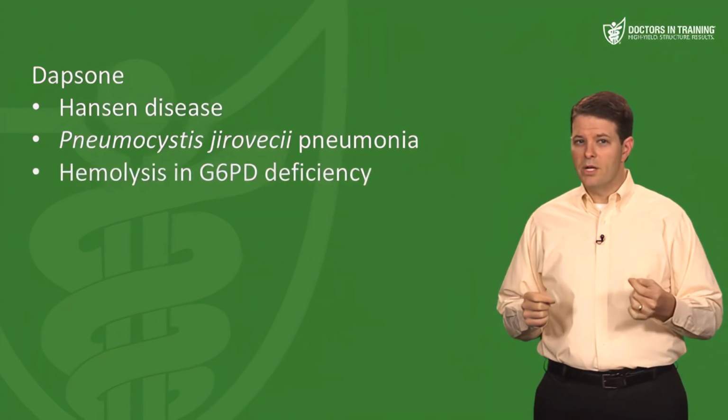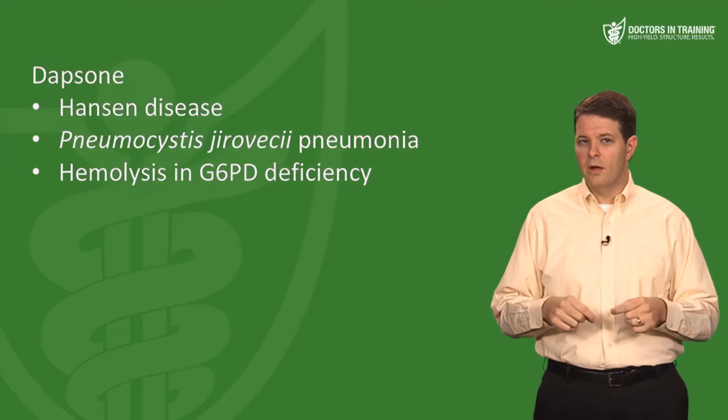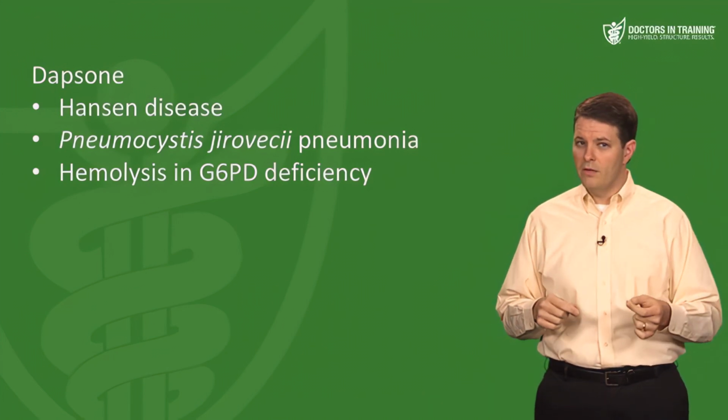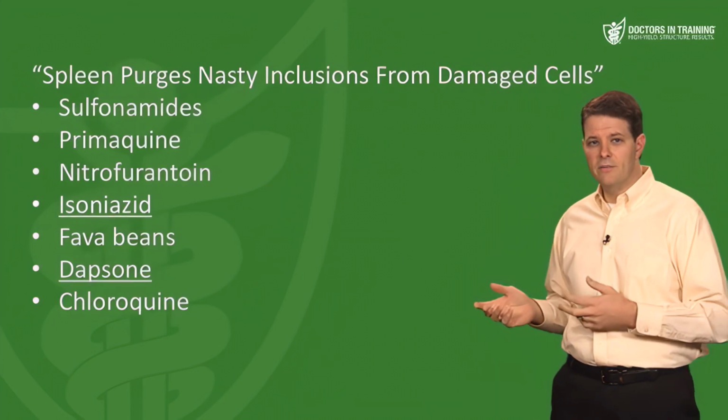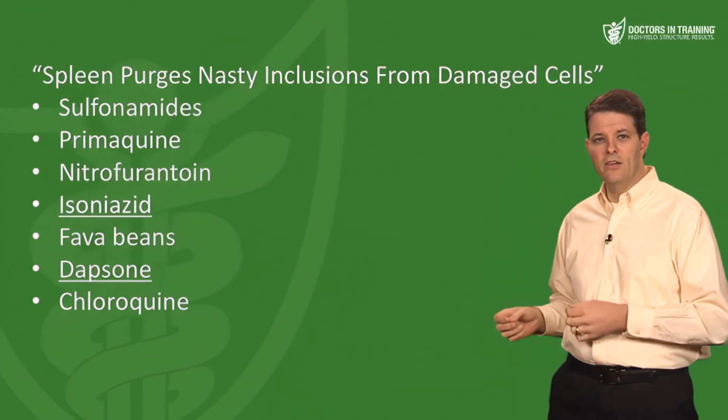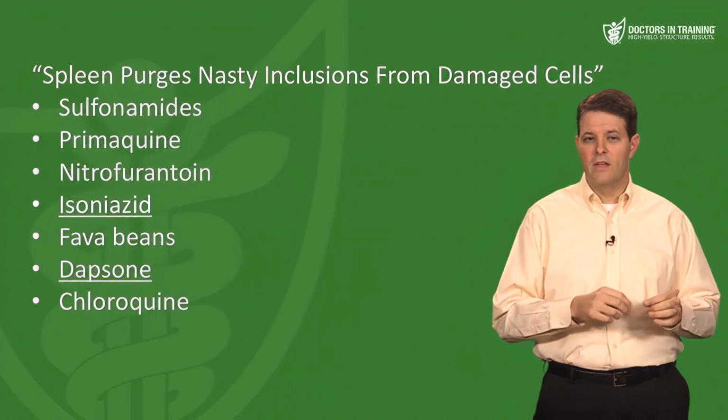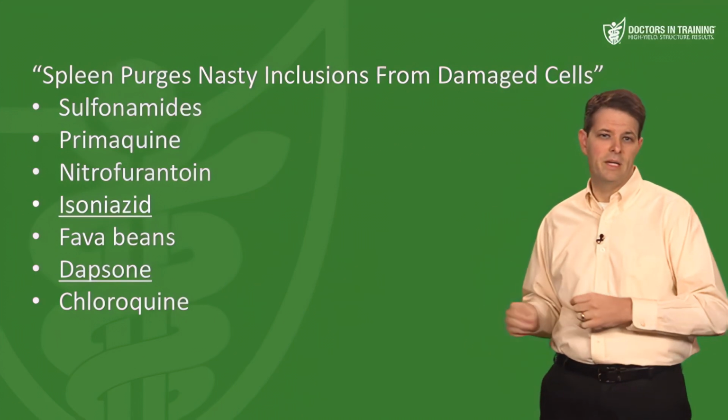There's one other drug we've mentioned in this video that also causes hemolysis in these patients. Do you remember what that was? It's isoniazid. So both dapsone and isoniazid are drugs used to treat mycobacterial infections that cause hemolysis in patients with G6PD deficiency. And that's it for Hansen disease. And on that note, let's bop on over to the study guide and work through the end of session quiz.